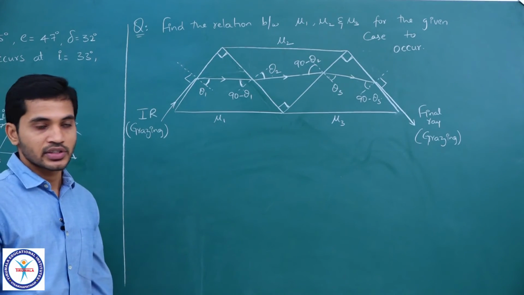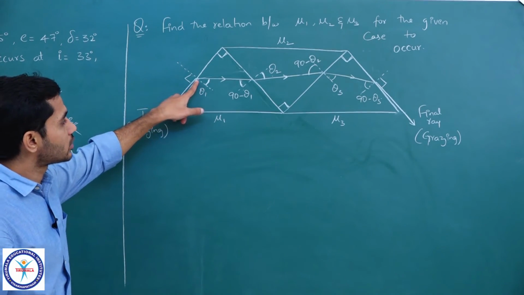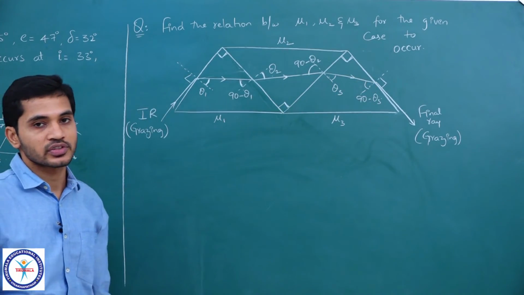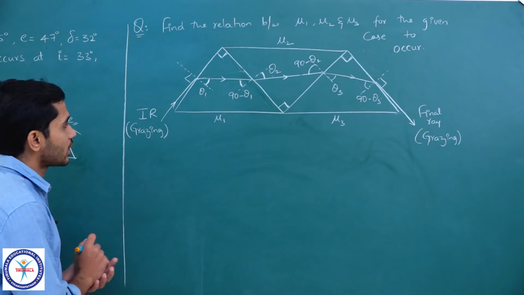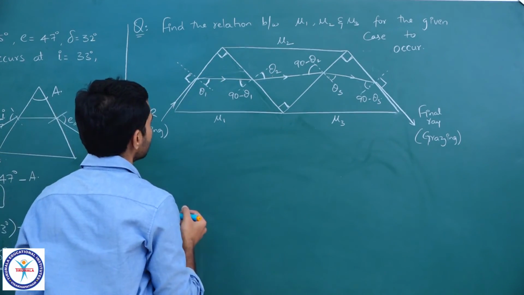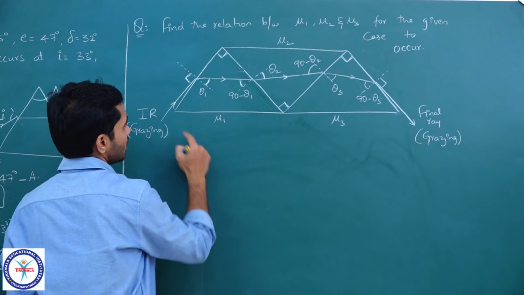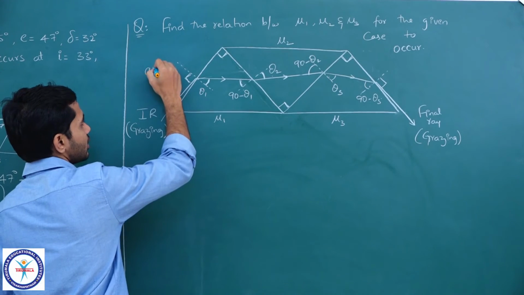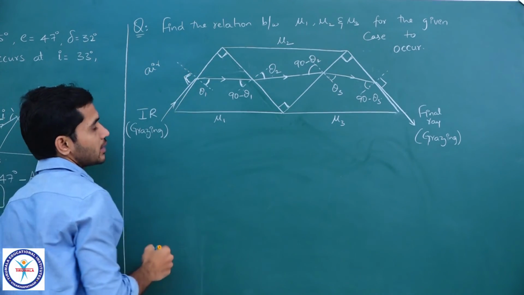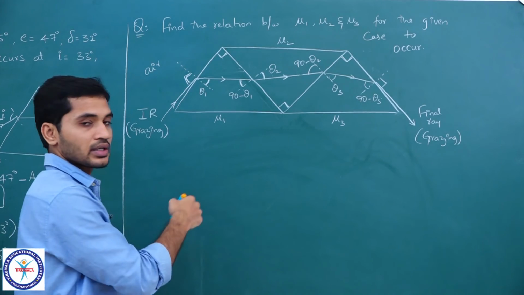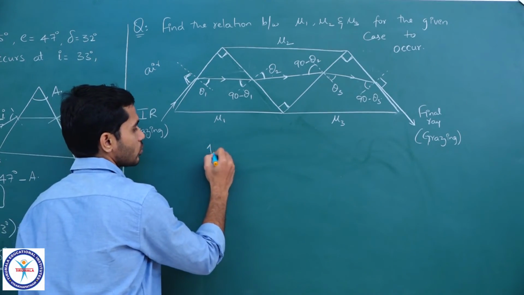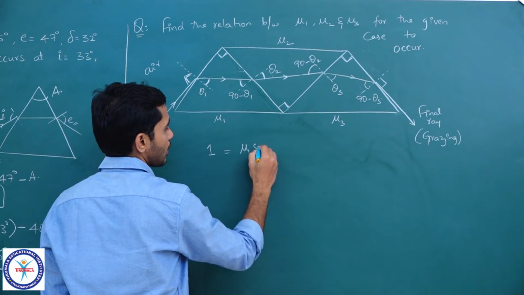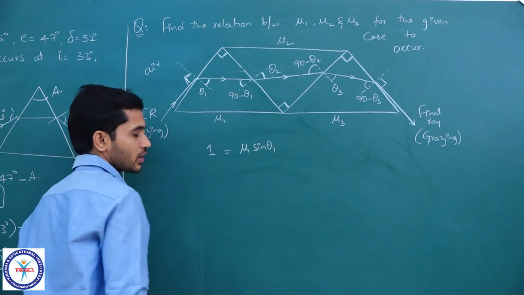So, we will write Snell's law. We can write Snell's law here, here, here and here. So, we have 4 equations of Snell's law which we can write. So, let us do that. If I write Snell's law here, this is 1 into, yeah, this is air, right, and the angle of incidence is also 90 degrees. So, 1 into sin 90 which is 1. So, 1 is equal to mu 1 sin theta 1, correct.